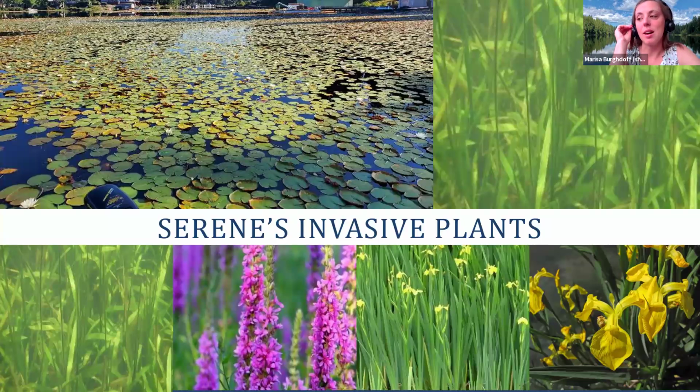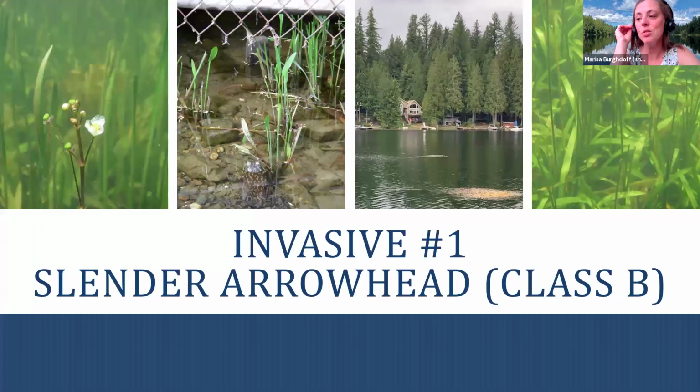Unfortunately, we also found a lot of invasive plants. And so I'll walk you through each of them here. The first, and the most pervasive invasive plant on the lake, is slender arrowhead. This is a Class B noxious weed. It's not very common in this state or west of the Mississippi. It's really only in Snohomish County and Mason Lake. So it is a problem, and it is a Class B because it's still not widespread.